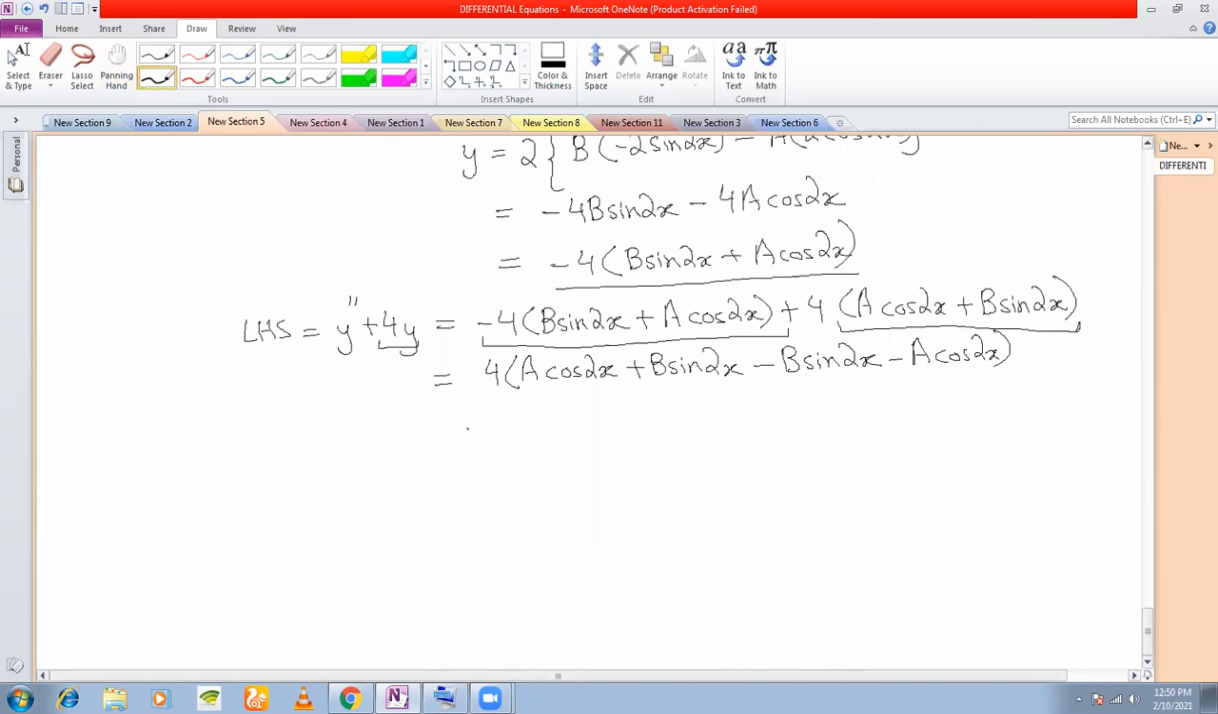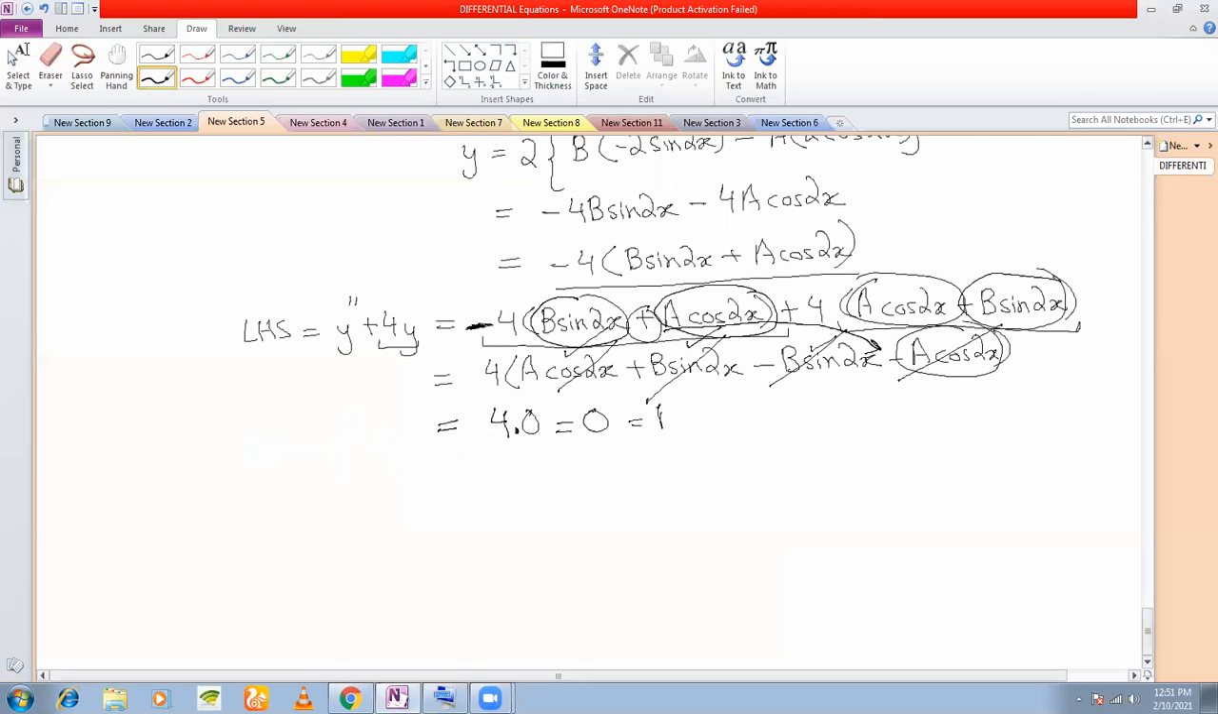And now we simplify. What happens if you take 4 common? You get a cos 2x, this one, plus b sin 2x, this one. Next you have minus b sin 2x, which is this one. And if you are opening the bracket here, because there's a minus sign, this sign will also change to a minus a cos 2x. So a cos 2x and a cos 2x will cancel. These two, b sin 2x, b sin 2x will cancel. So you get 4 into 0, which is 0, which is equal to the RHS.